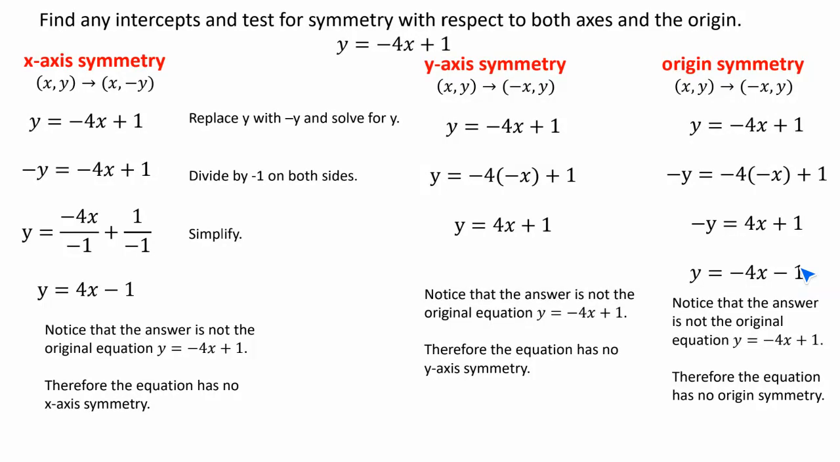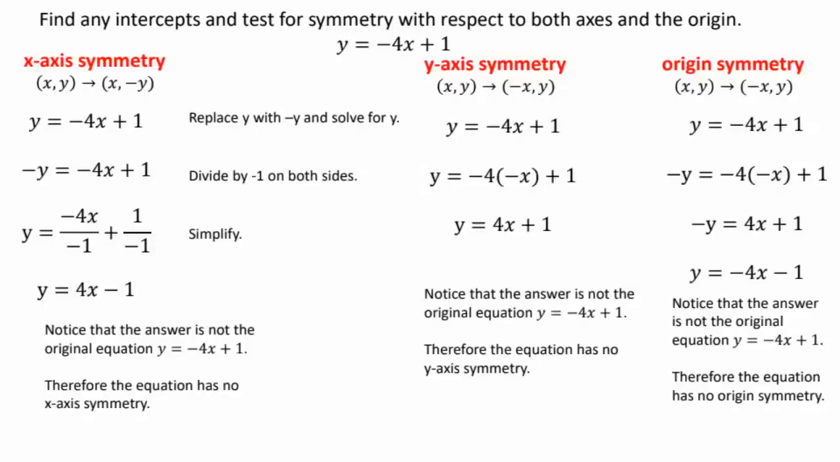Again, we can compare our equation. This is my equation here, my final one. Compare it with the original one, and we can see that they are not the same. Therefore, this graph has no origin symmetry. And we saw that from the graph, right? It had no symmetry. Okay, so you can do this by graphing the equation, observing it, or by using the algebraic test.